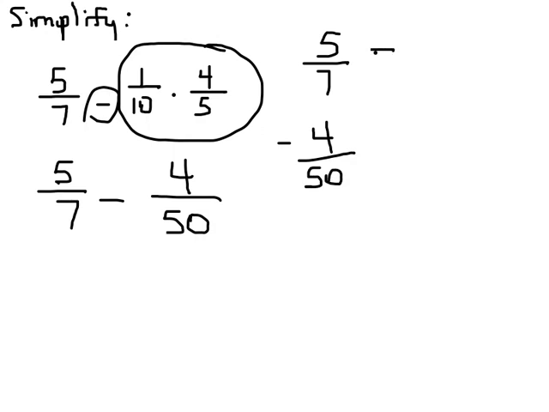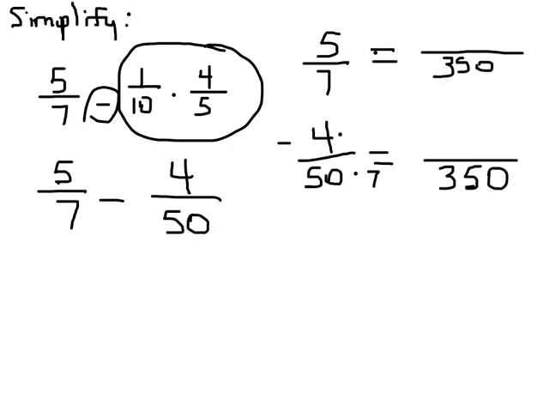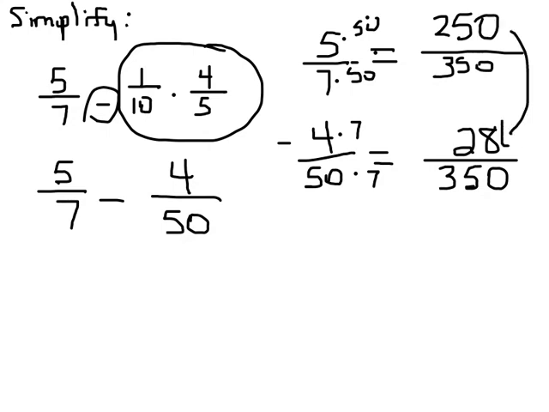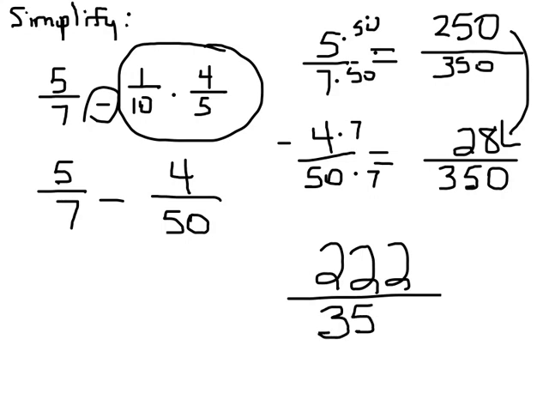And the common denominator here, the least common multiple of 50 and 7, is actually 350. So I'm going to have to change both of them. 50 times what is 350? Well, 50 times 7, obviously. So 4 times 7 is 28. And 7 times 50 is 350, so 5 times 50 is 250. And 250 minus 28 is equal to 222 over 350.